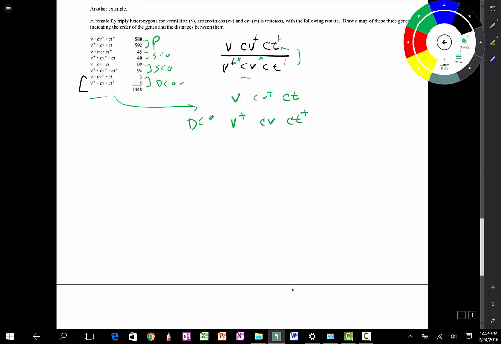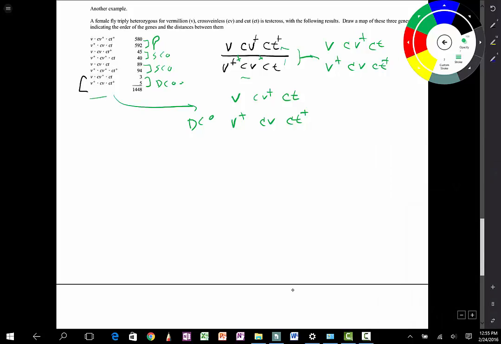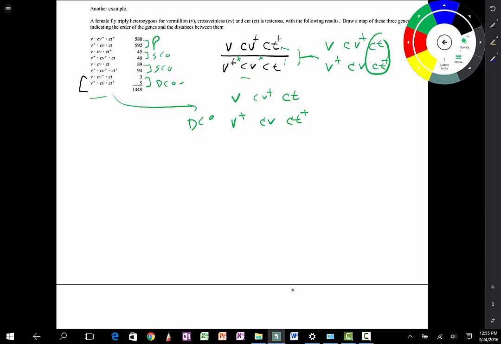Well, if the CT flips down here, then V plus, so if we write this like this, with the CT switching sides, so that CT's on the bottom now. Now these two pluses are together, so the V plus and the C plus are together, so they look like this, and these guys look like this. So that tells me that CT's going to be in the middle, because it's the one that switched sides to give us the double crossovers.